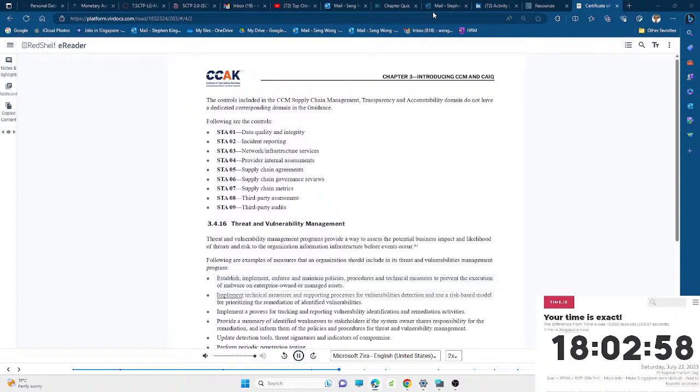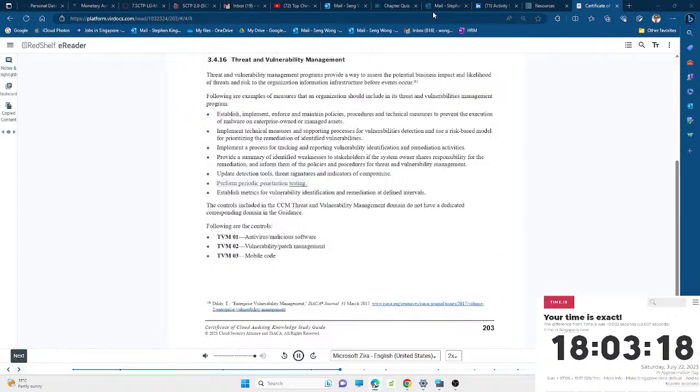Implement technical measures and supporting processes for vulnerabilities detection and use a risk-based model for prioritizing the remediation of identified vulnerabilities. Implement a process for tracking and reporting vulnerability identification and remediation activities. Provide a summary of identified weaknesses to stakeholders if the system owner shares responsibility for the remediation, and inform them of the policies and procedures for threat and vulnerability management. Update detection tools, threat signatures, and indicators of compromise. Perform periodic penetration testing. Establish metrics for vulnerability identification and remediation at defined intervals.